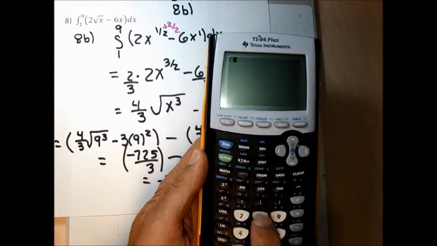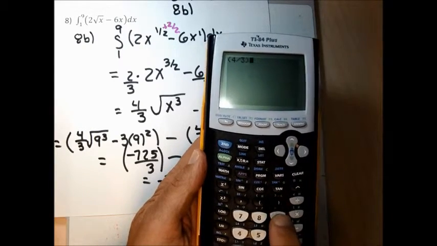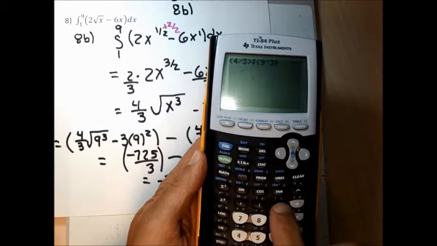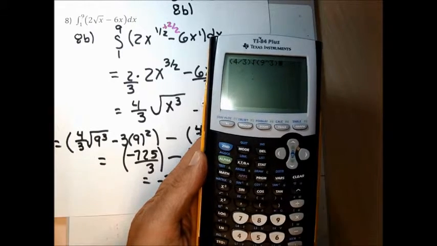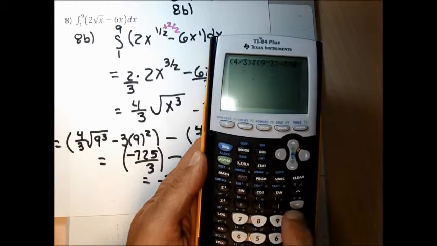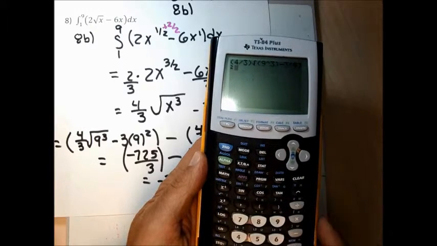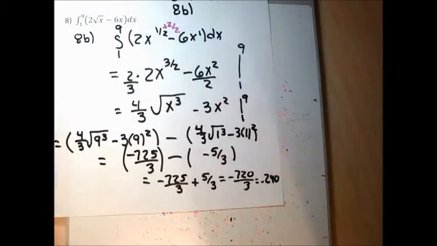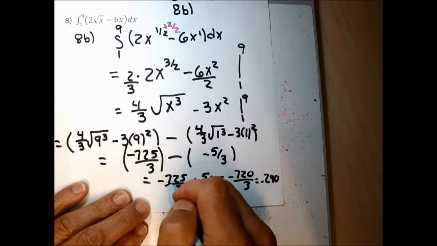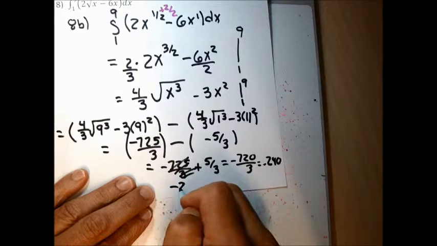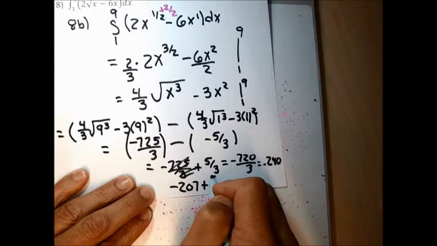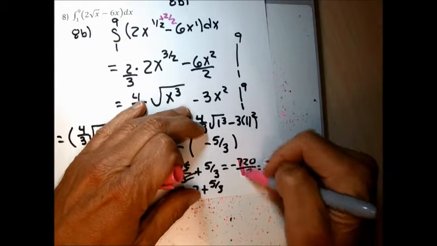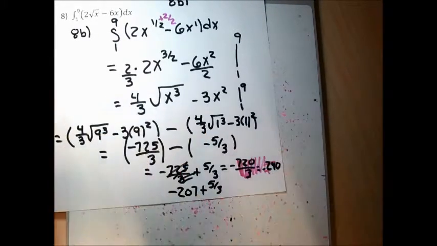So parentheses 4 divided by 3, just for safety, times second square root of 9 up arrow 3, close that parentheses, and then minus 3 parentheses 9 squared. Oh, minus 207. Somewhere when I did this the first time I messed up. So this is minus 207 plus 5/3. Now I'm going to do that on my calculator. So I think I found my mistake. I just entered something wrong on my calculator, and that's hardly believable.